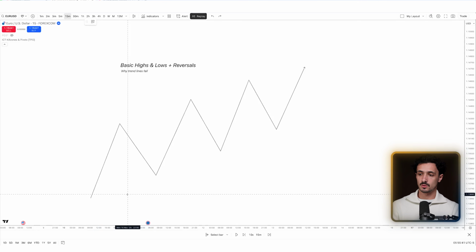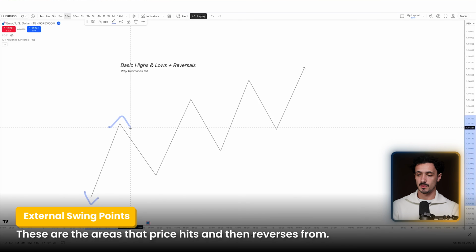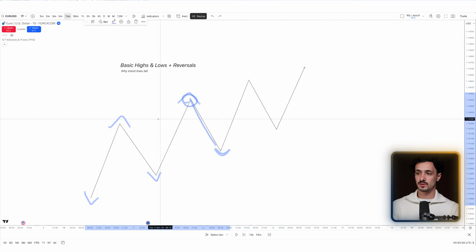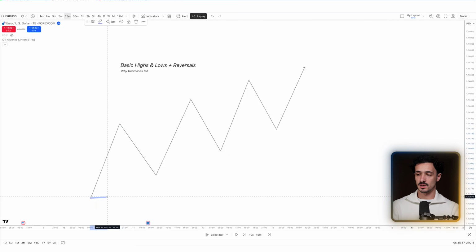So essentially your trend is everything, right? If you just master the direction of price, you will have a very hard time not being profitable. The issue is that so many traders get caught on the wrong side of the market. They try to long when they should short, and they try to short when they should long. So you want to start off by identifying the external swing points of market structure. These are the areas that price hits and then reverses from. And you can see they are always on the edge of price. Very simply put, you need to identify these levels and then you need to understand their direction.